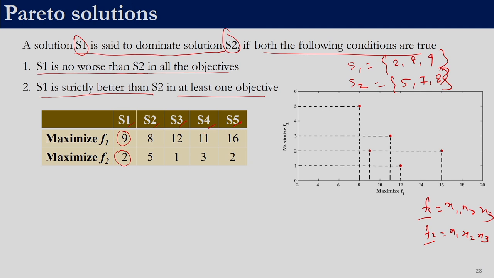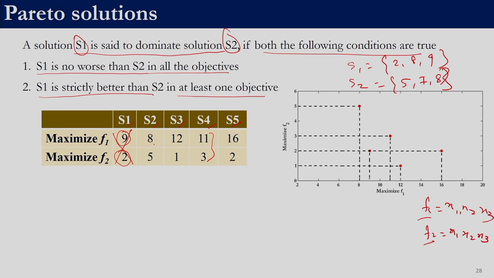Over here, if we see, S4 completely dominates S1 because here we have 11 and 3 and we want to maximize both of these. So S1 is definitely not a part of the Pareto solutions because there is a solution which will definitely outrank S1. We would never choose S1 if we have S4, right? So now that we have ruled out S1, let us look at S2, right?